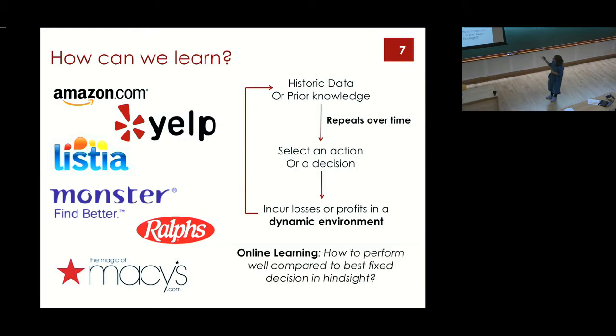In online learning, the goal is really to perform well compared to the best fixed decision in hindsight. So at some point in the future, if I knew exactly how my users were reacting and what their preferences were, how well did I do compared to learning the best preference?